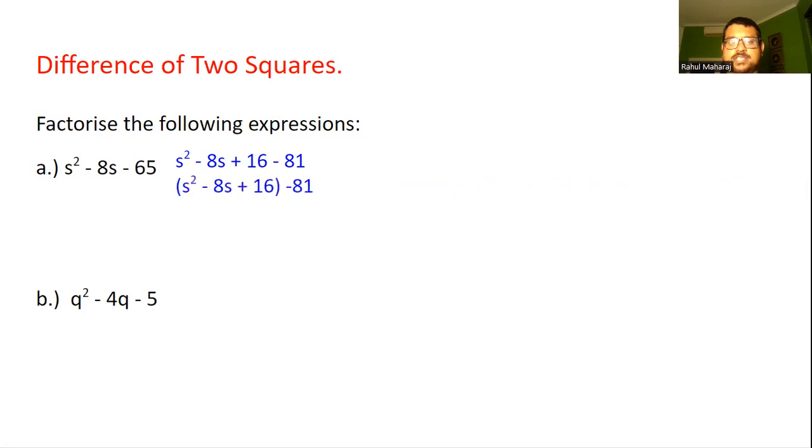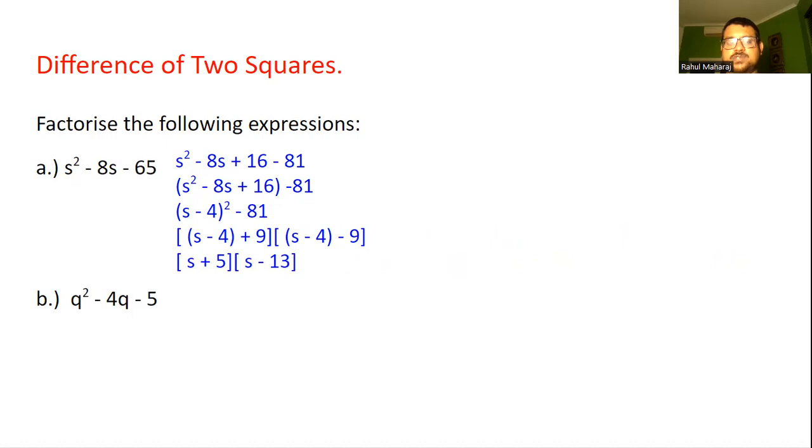We can enclose the s squared minus 8s plus 16 in brackets, and we know that s squared minus 8s plus 16, from our squaring of binomials, is just s minus 4 all squared minus 81. Now this is a difference of two squares because 81 is 9 squared, and so we can factor it out as follows: s minus 4 plus 9 into s minus 4 minus 9, and if we simplify, we will have s plus 5 times s minus 13.